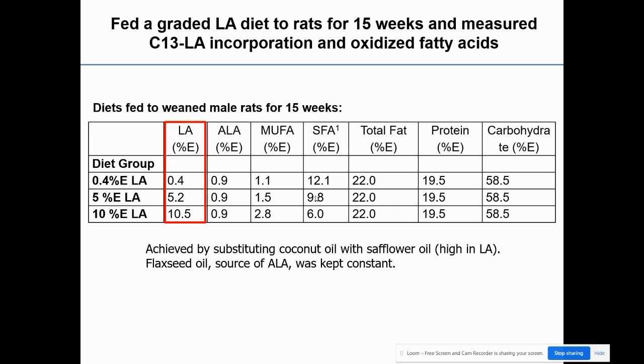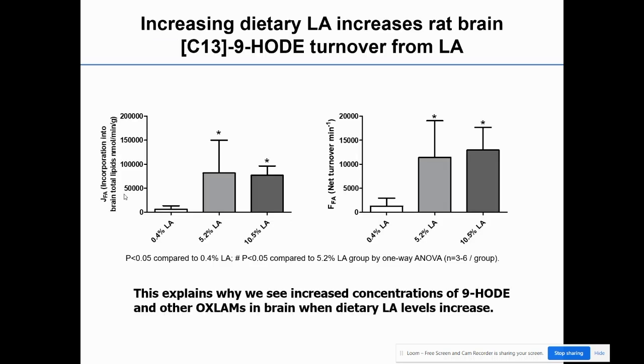Just to go over the diet quickly, we fed a low LA diet, 0.4%, what we call an adequate LA diet, or medium, 5% energy. This is close to what we consume here in the US, roughly 7%, so 5 is close to 7. And a 10% LA diet, which resembles a relatively high LA diet.